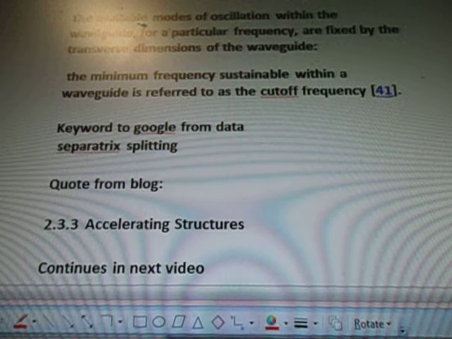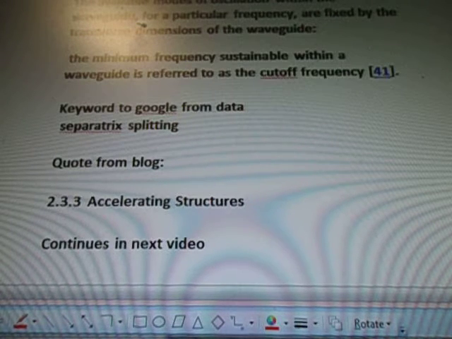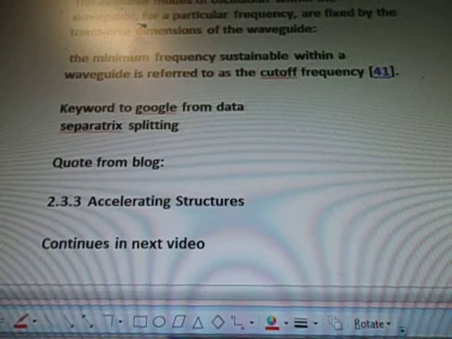Keywords are separatrix splitting from this accelerating structures, and it's going to continue, of course, in the next video.